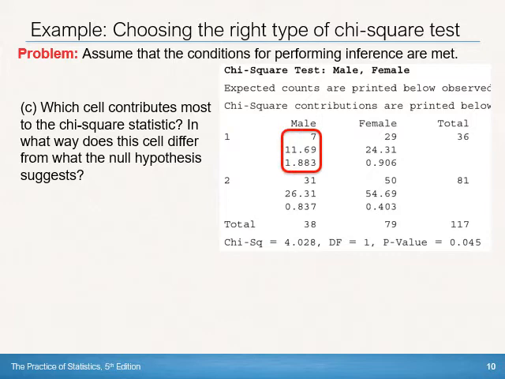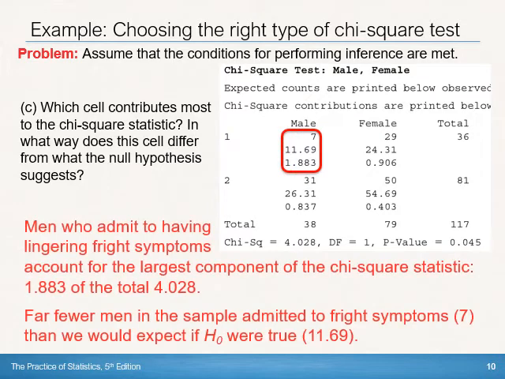Okay, so clearly this is where our largest contribution is coming from. This is men who admit to having fright symptoms. We expected almost 12 of them to say they still had symptoms, but only 7 did. So not only do we want to say where the largest contribution is, we kind of want to say whether there are more than expected or less than expected.